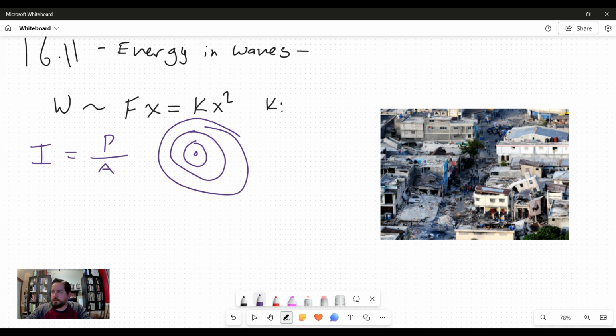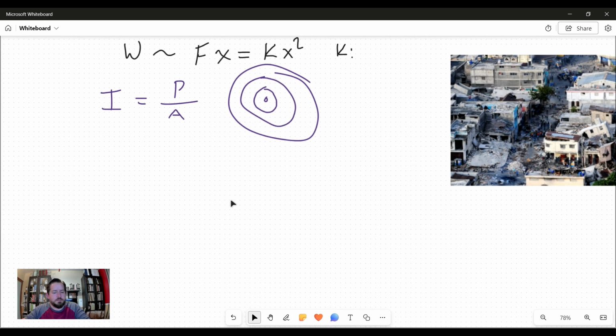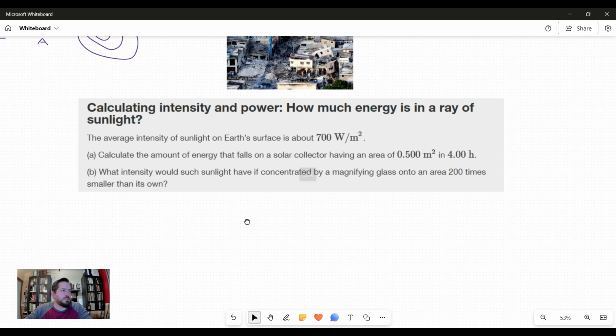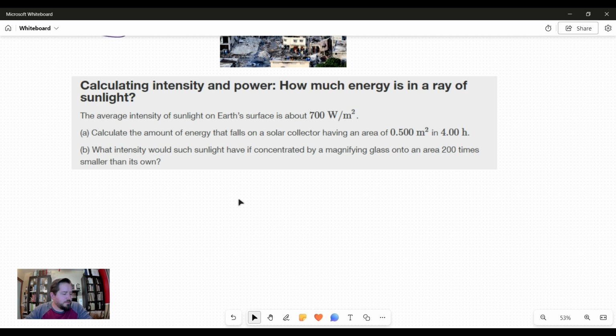So there's a question here. I think we'll be able to get through it. The average intensity of sunlight on Earth's surface is about 700 watts per square meter. A, calculate the amount of energy that falls on a solar collector having an area of that. I'm going to do it rather quickly because I'm up against the clock.